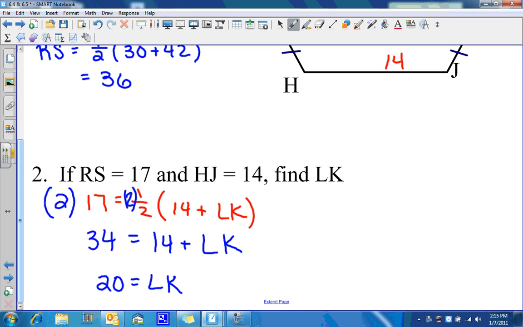Okay, you can multiply by the reciprocal, or you can divide by half. If you divide by half, make sure you use parentheses. Yes. Okay with that? Any questions? You'll have ones like this on your test.